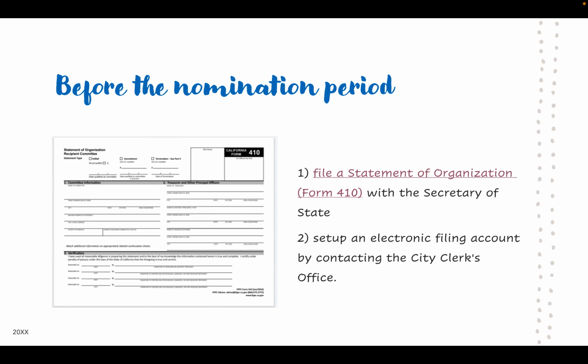Before the nomination period, if you plan to raise over $2,000 or spend over $1,000 during your campaign, a committee may be established in which you would file the Form 410 with the Secretary of State and then set up an electronic filing account by contacting the city clerk's office.